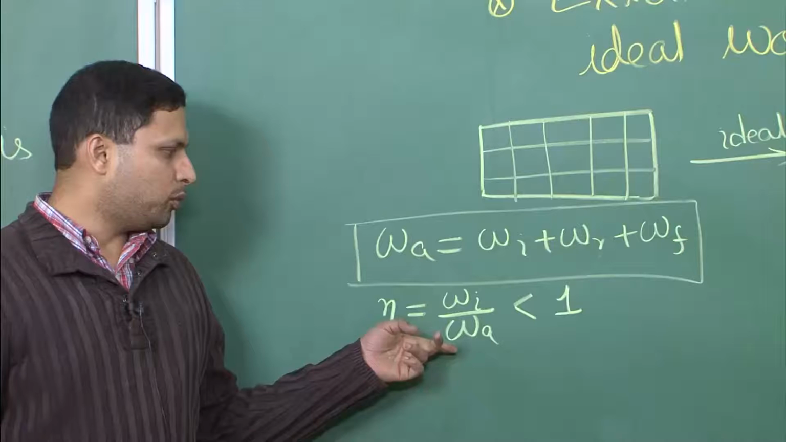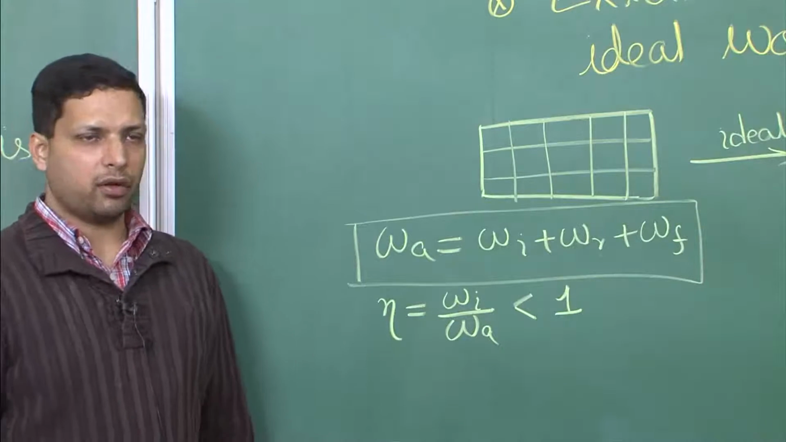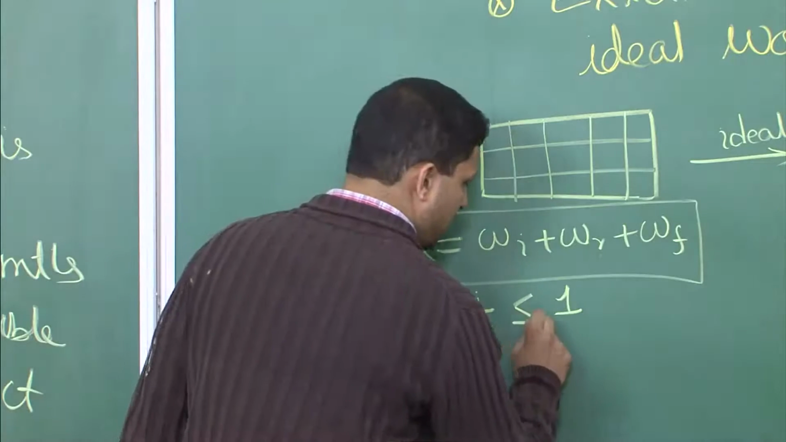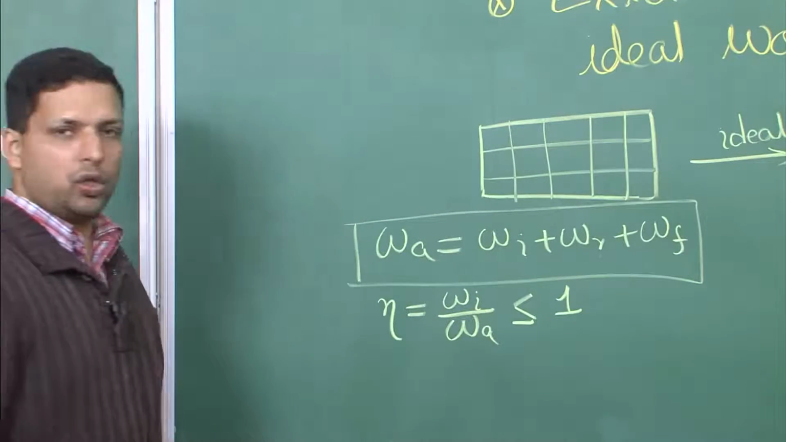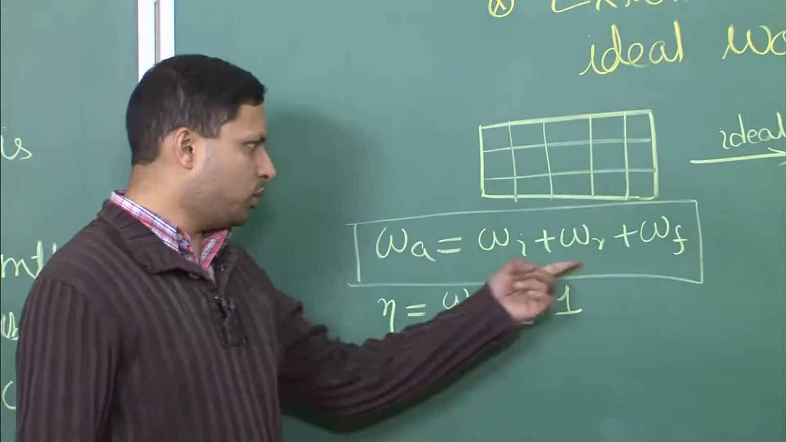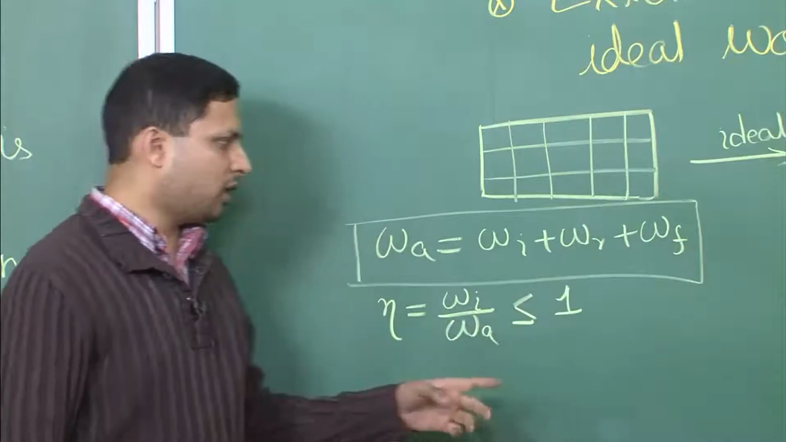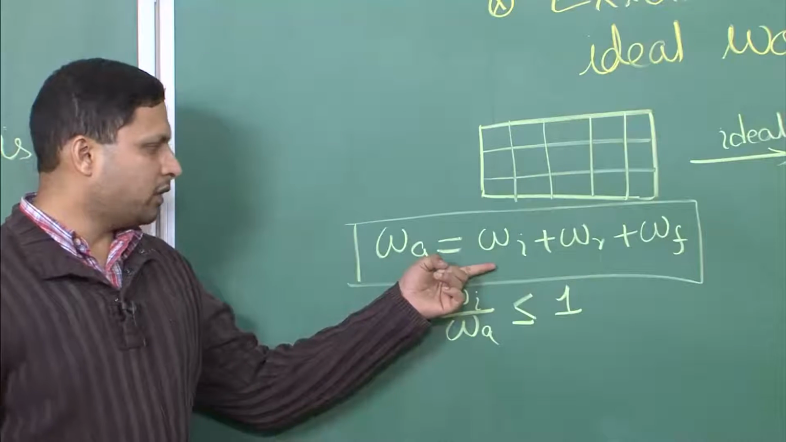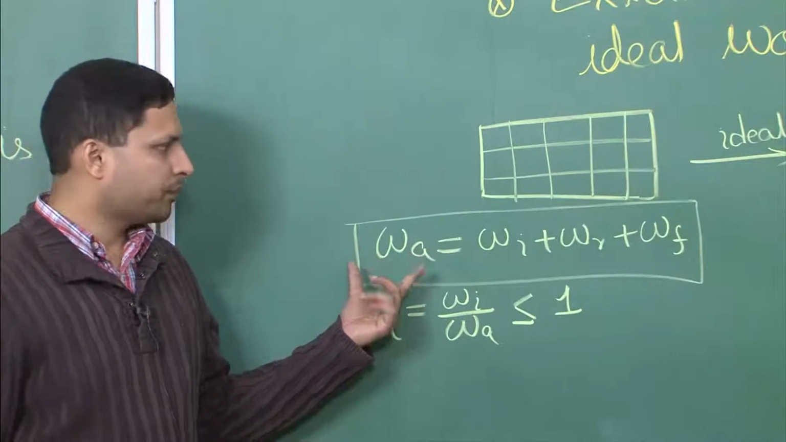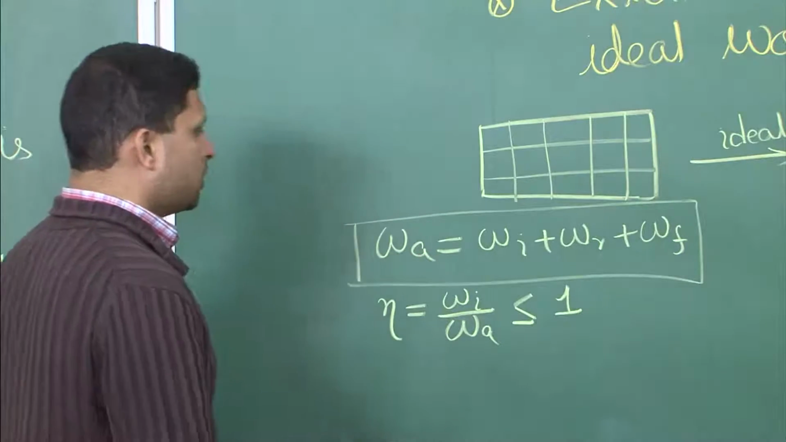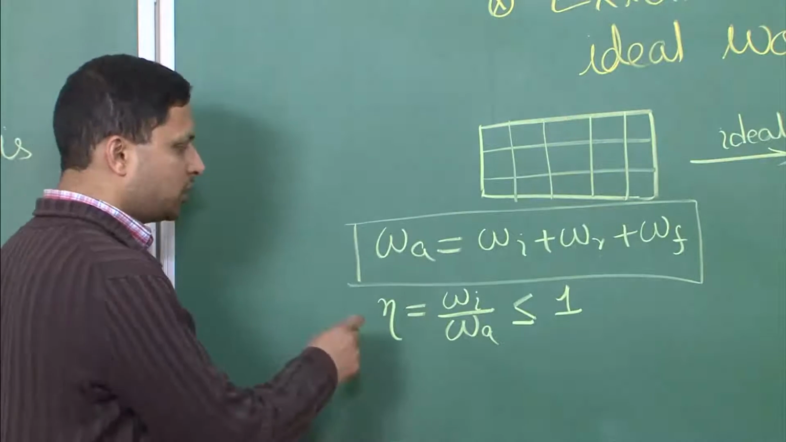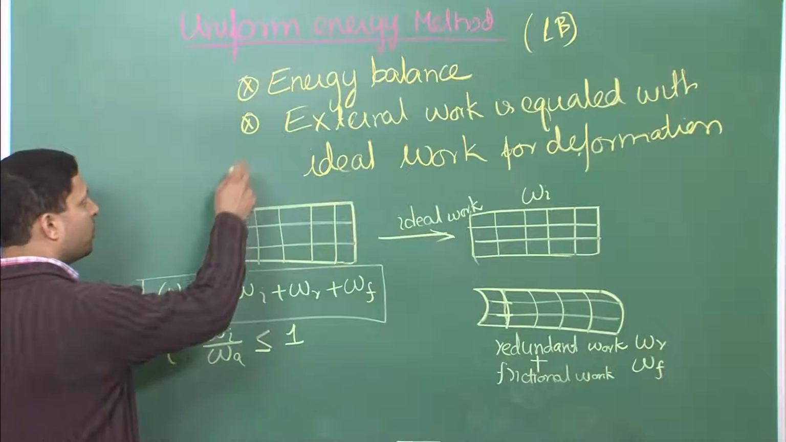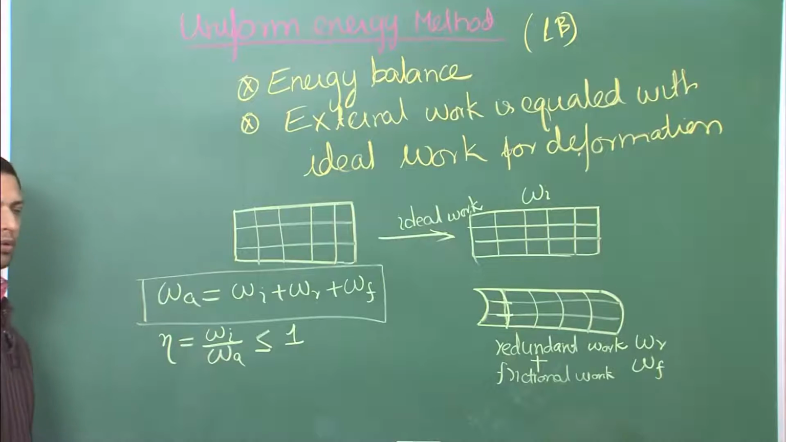Therefore, Wi by Wa will always be less than 1, or I should say less than or equal to 1. When will it be equal to 1? When Wr and Wf are 0. So, there is no redundant work, no frictional work. In that case, our ideal work would be the same as actual work. So, this is an important concept which will be utilized to calculate the stress requirements for the uniform energy method.